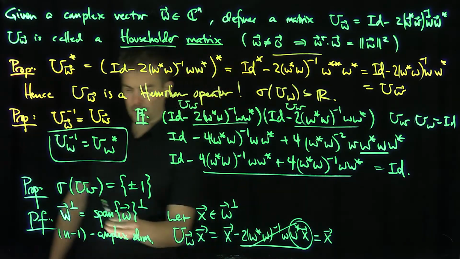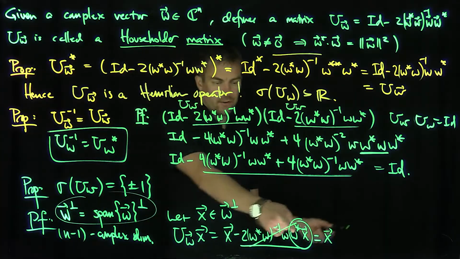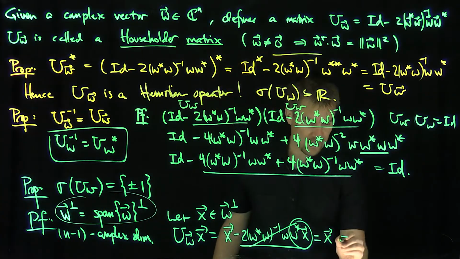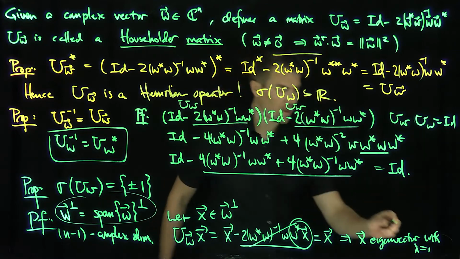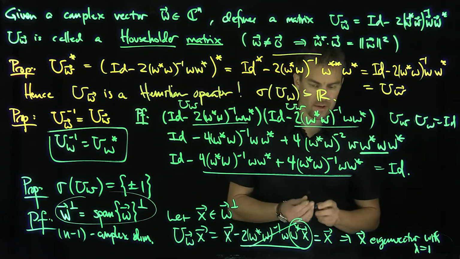So anything in the orthogonal complement of W is going to give us what? It's going to give us an eigenvalue of 1, right? So this says that X is an eigenvector with lambda equals 1. So 1 is an eigenvalue over here, with eigenvectors being everything in the orthogonal complement.